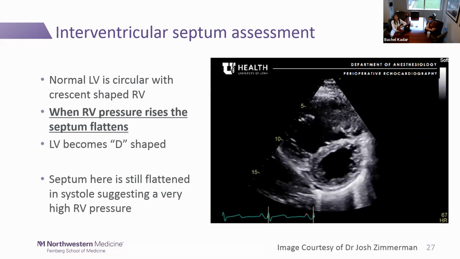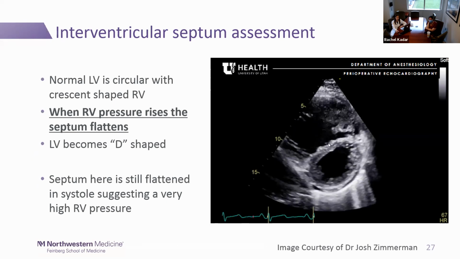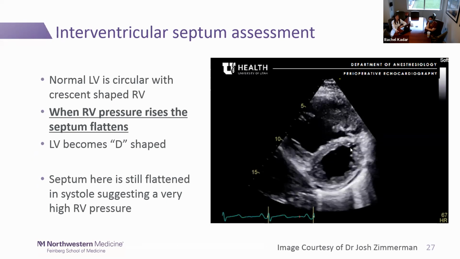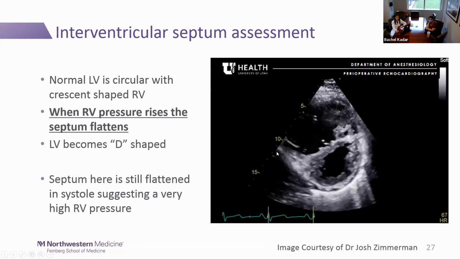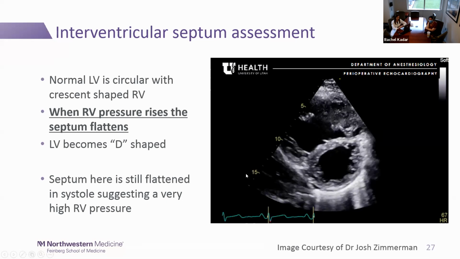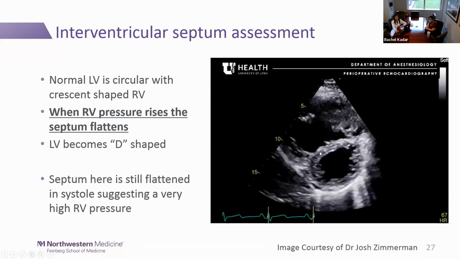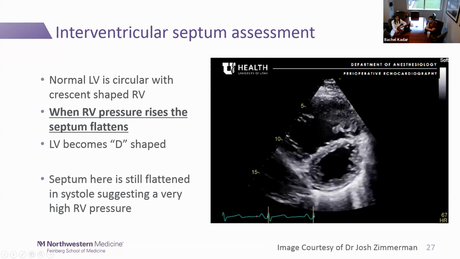When we talk about interventricular septum assessment, this is in that parasternal short axis view. This is your left ventricle right here, and this is your right ventricle. So normally that left ventricle should be a circle, and that right ventricle should be that crescent shaped coming around. But as pressure in the right ventricle increases, that septum will flatten, and this left ventricle will become D-shaped.